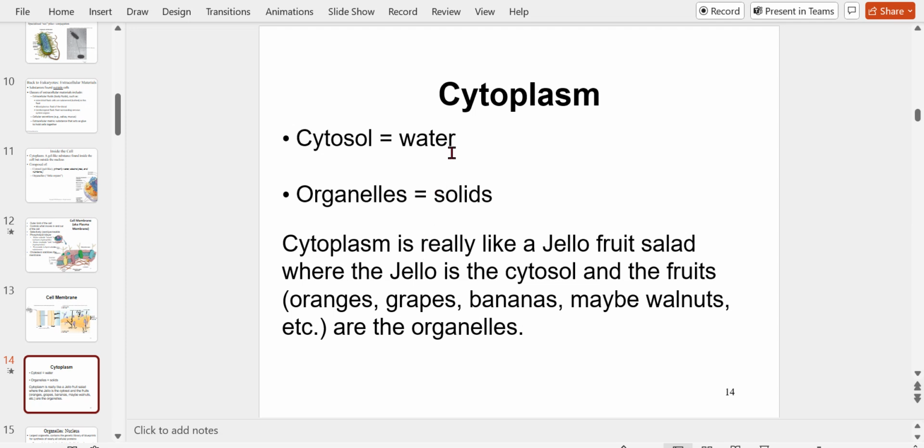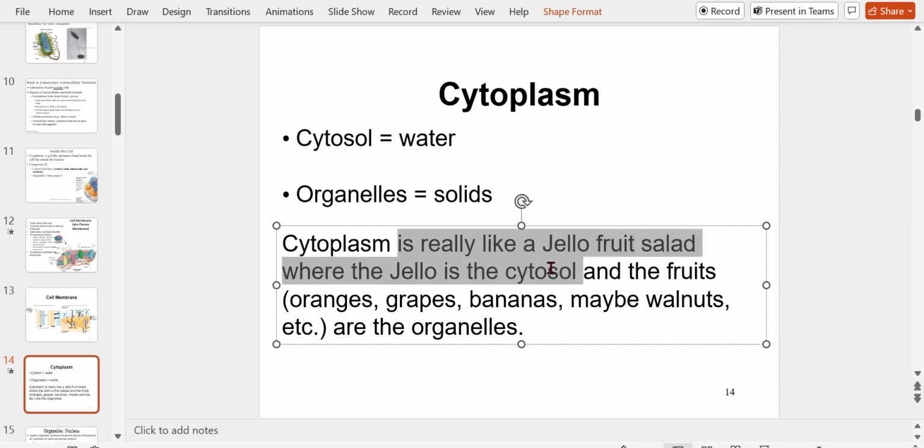So the cytoplasm, mostly water, it holds there the organelles, is really like a jello fruit salad where the jello is the cytosol and the fruit, oranges, grapes, bananas, maybe some walnuts, are the organelles, and they're kind of held into place by this jello-like substance, the cytosol.